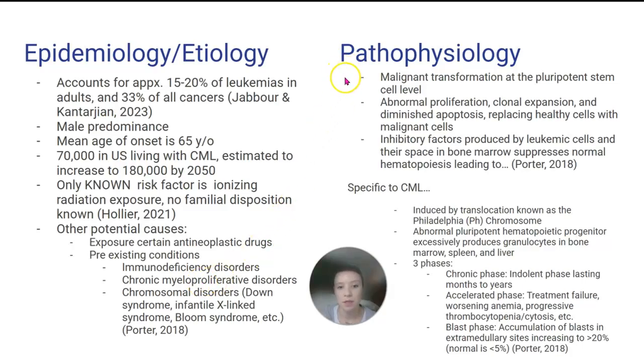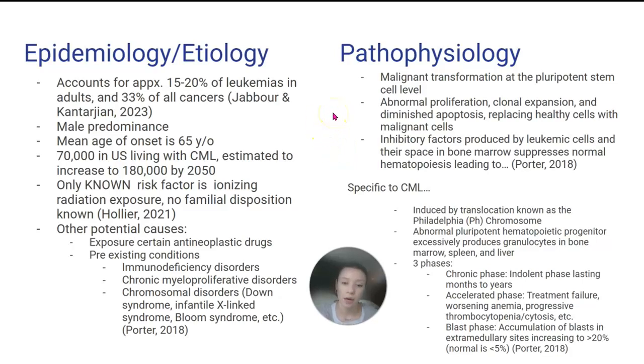As far as the pathophysiology of leukemia in general, again, we're looking at a malignant transformation at the pluripotent stem cell level. There's abnormal proliferation, clonal expansion, and diminished apoptosis that replaces the healthy cells with malignant cells. These leukemic cells in the bone marrow space can actually suppress normal hematopoiesis, leading to additional complications.